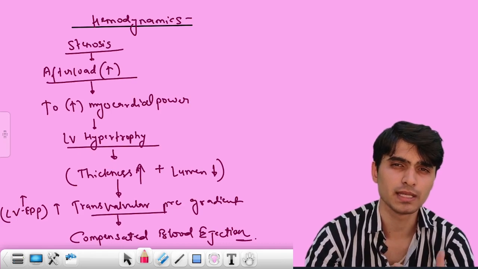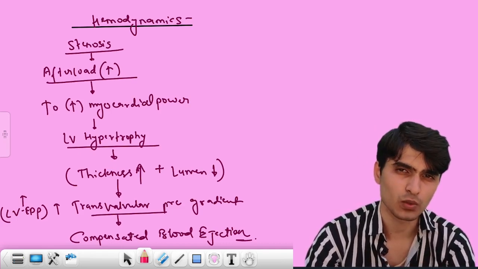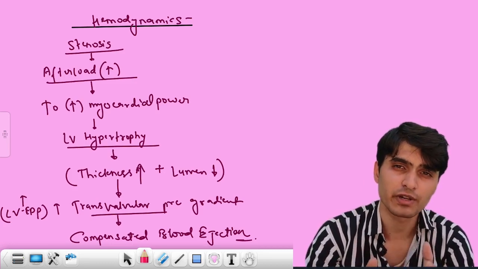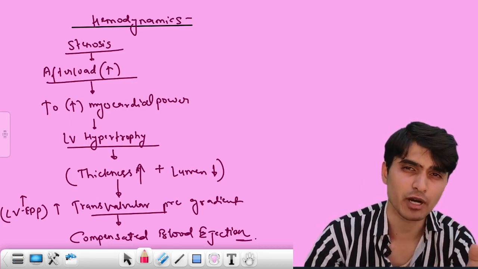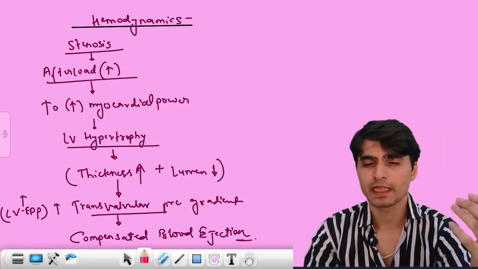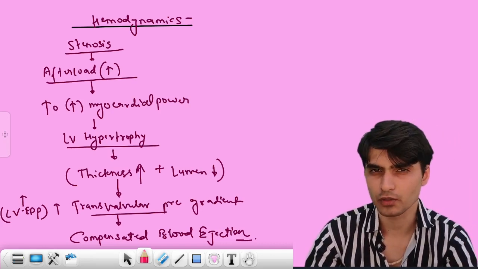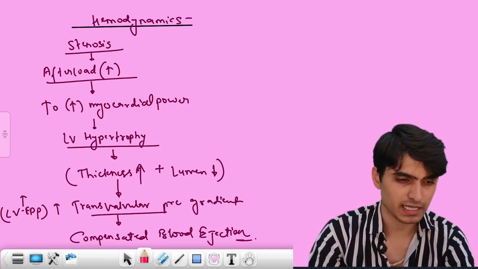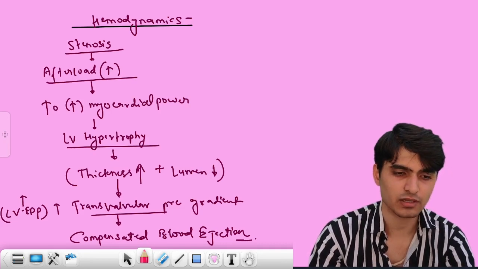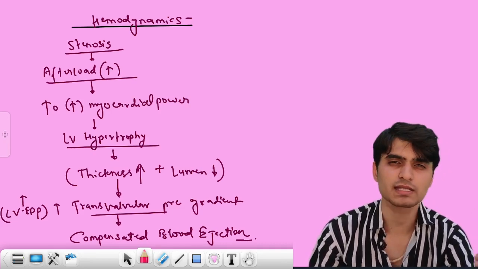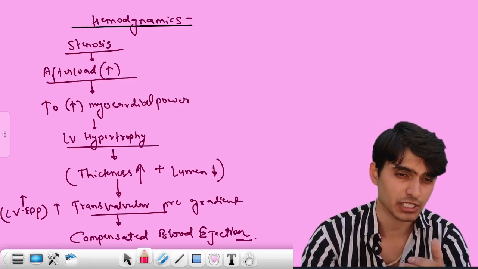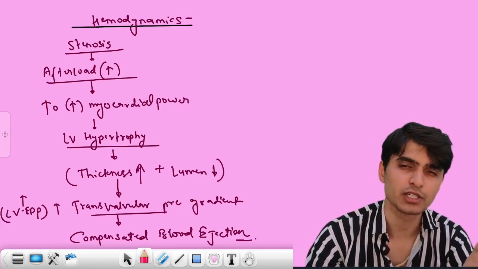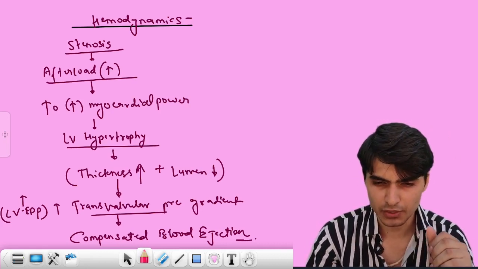So now we will discuss the hemodynamics, right? In the case of the stenosis, what occurs is, there is an increase in afterload. Once there is an increase in afterload, the left ventricle needs to contract with high power so that the blood is ejected. That needs to be proliferated. So there is the left ventricular hypertrophy, and that is occurring here. So there is an increase in thickness, right? And there is obliteration of lumen. So what occurs is, there is an increase in the transvalvular pressure gradient, so that the blood is ejected properly from the left ventricle to the aorta, right? So that is basically your hemodynamics.